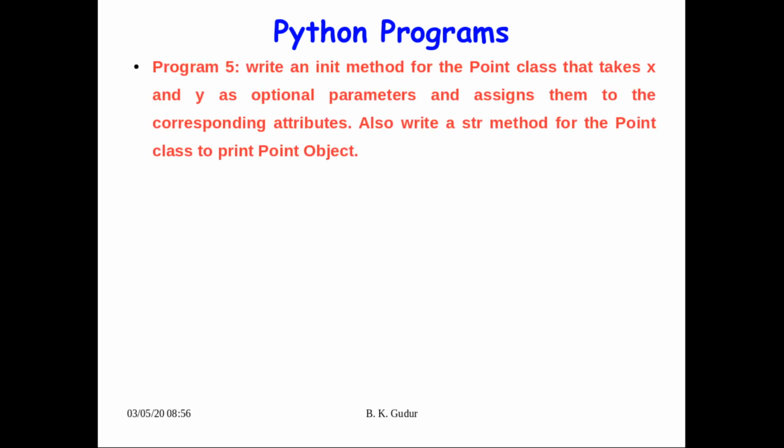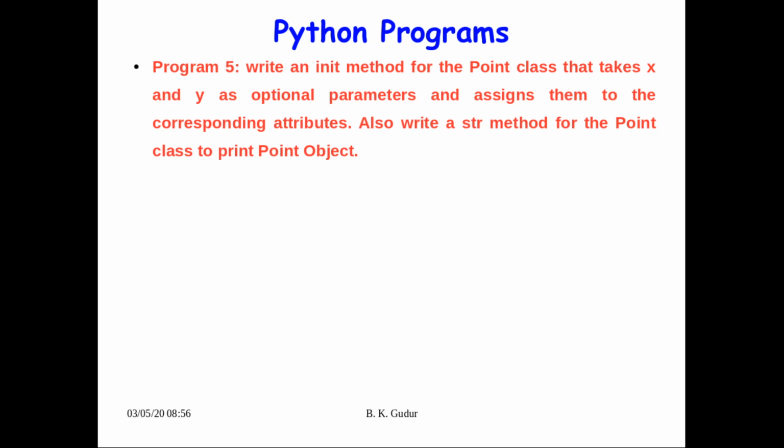So which is program number 5. Write an init method for a point class that takes x and y as optional parameters and assigns them to the corresponding attributes. Also write a str method for the point class to print the point object.